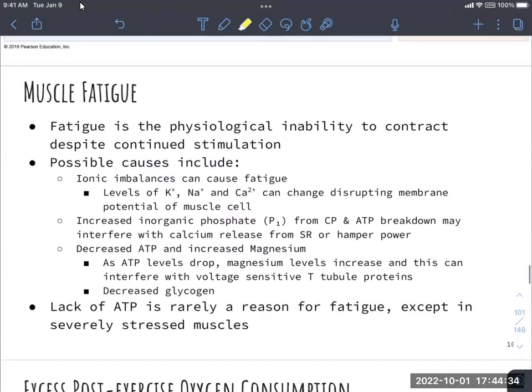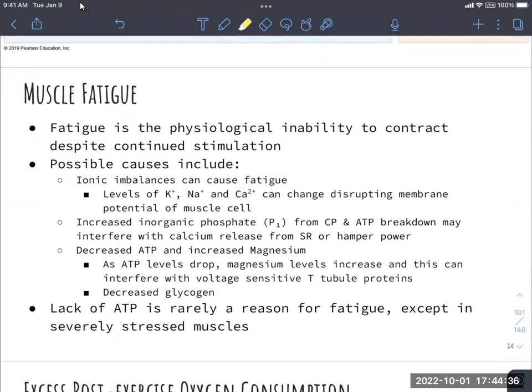Kind of mentioned muscle fatigue. This is what happens when you reach that maximum contraction and you can no longer hold that contraction because there's no more ATP there. So muscle fatigue is when you can't contract despite stimulation. We don't know the exact cause, but there are some possible causes of it.